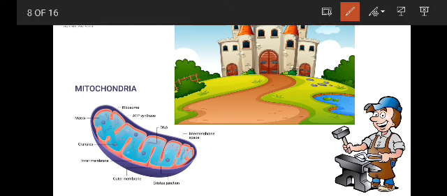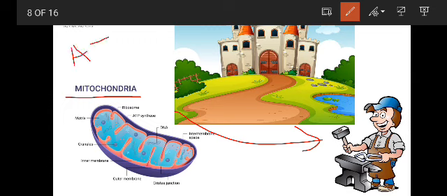Mitochondria, the hard-working powerhouses, were like diligent blacksmiths. They tirelessly generated energy in the form of ATP, fueling the castle's activities. Just as the blacksmith forged tools, the mitochondria provided the castle with the energy it needed to function.